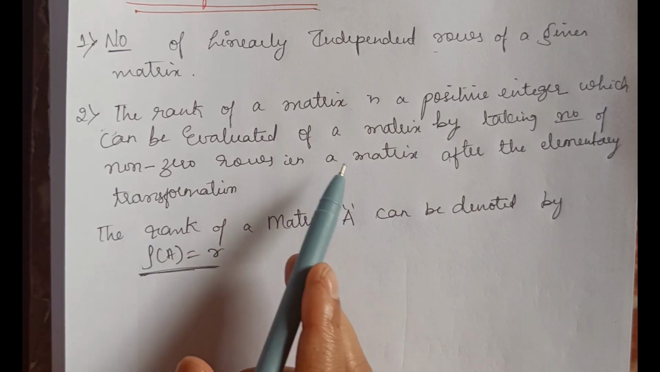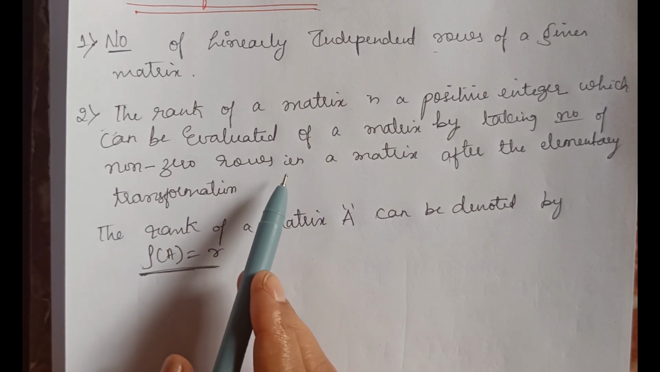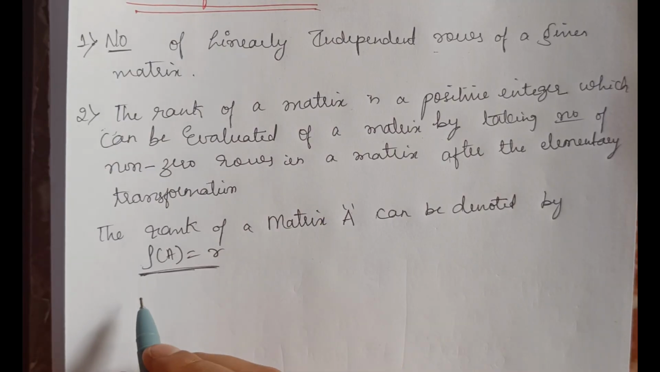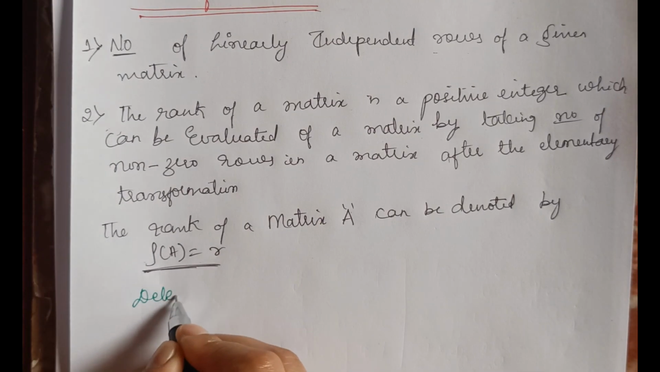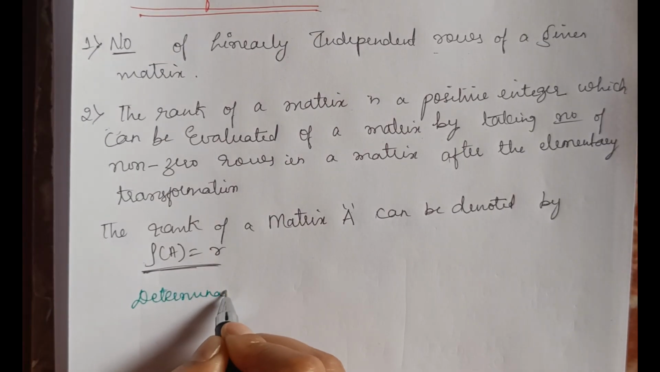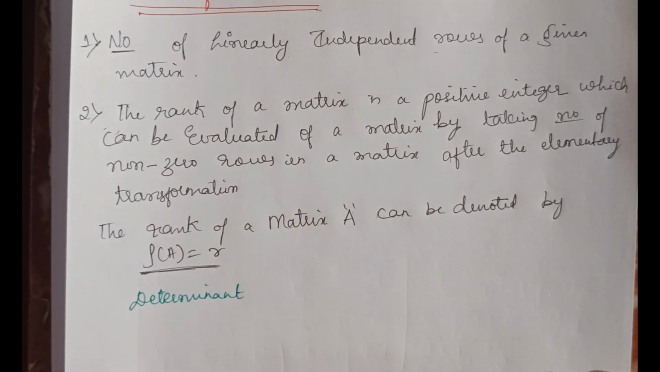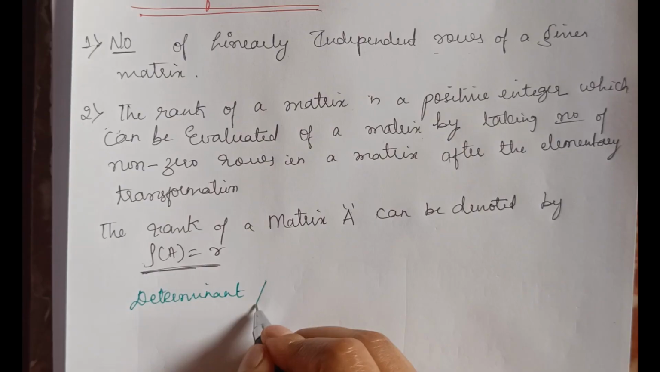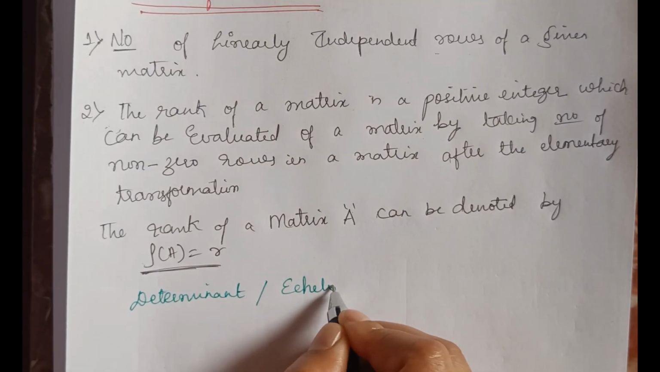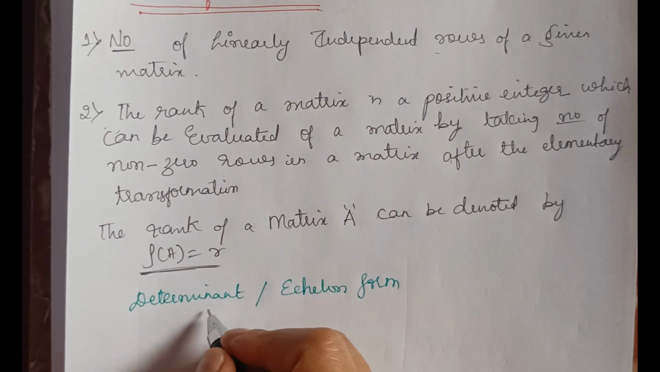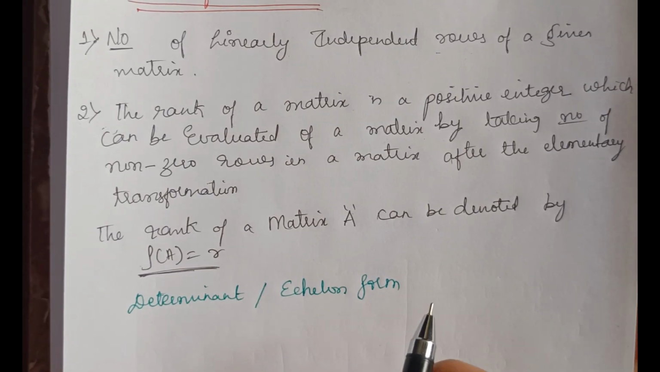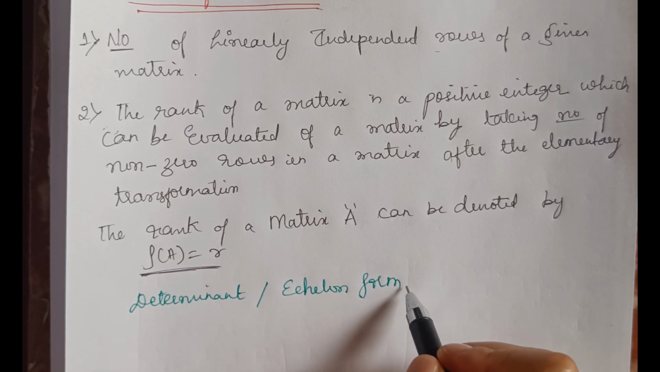How can we find the rank of a matrix? The methods to find the rank of a matrix: one of the methods is the determinant method, which I do not personally recommend you to use. Nobody recommends it for more than a 3 cross 3 matrix to find the rank of a matrix using the determinant. Then we have the echelon form.